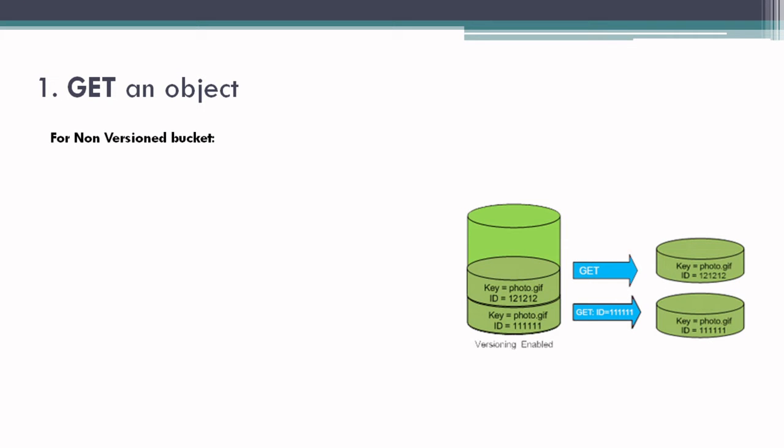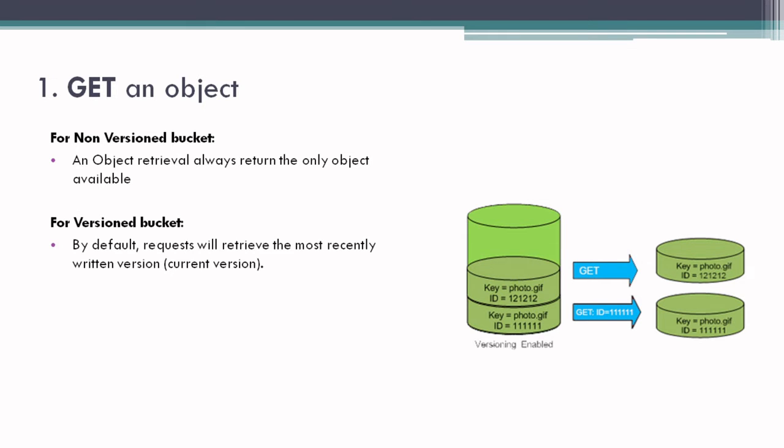When you want to get an object from your bucket, for a non-version bucket, an object retrieval always returns the only object available. If you didn't enable versioning, you will have only one object for one single key name. So the version ID will be null. When you call the get request, you will get whatever object is available.